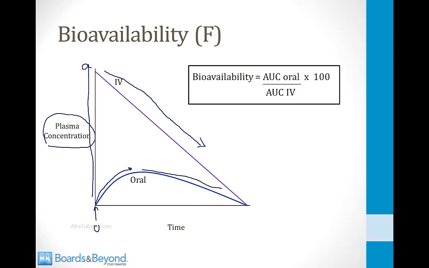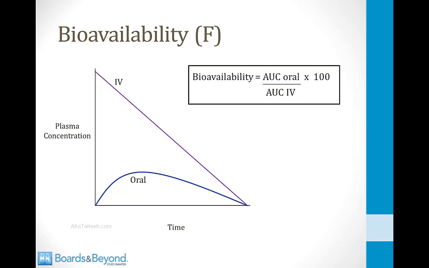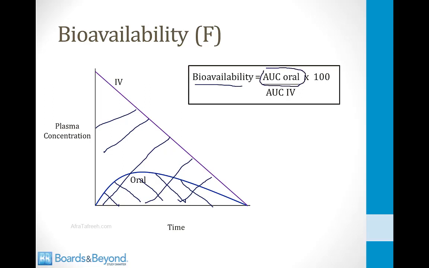And then over time, the drug concentration falls. If you take the area under the curve for the oral administration, like I'm drawing with these lines here, and you compare it to the area under the curve for the IV administration, like what I'm drawing right here, you can determine the bioavailability. So the equation is the bioavailability equals the area under the curve oral, which is generally the smaller number, divided by the area under the curve IV, which is the bigger number, times 100. And this will give you something for the bioavailability like 50% or 60% or 20%. It'll be different for different drugs.